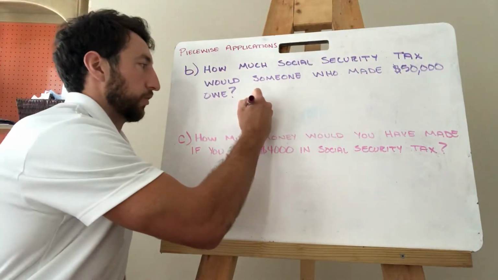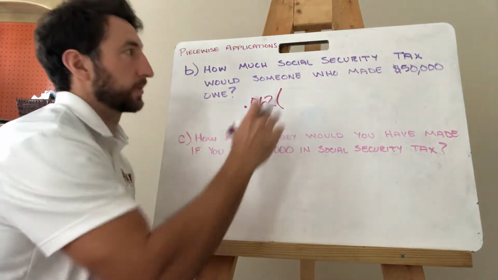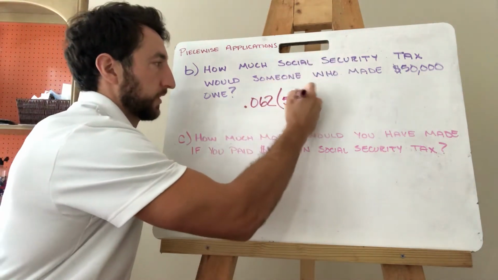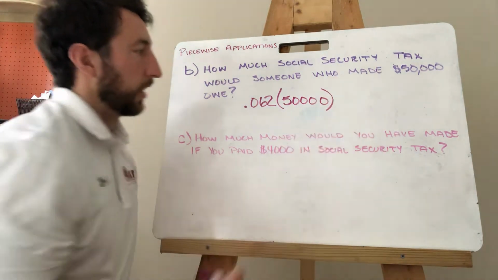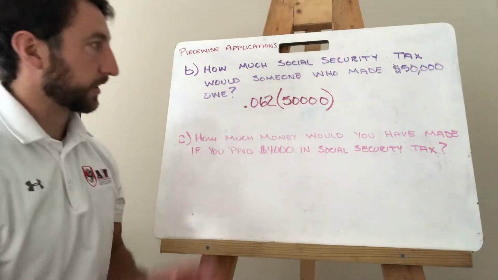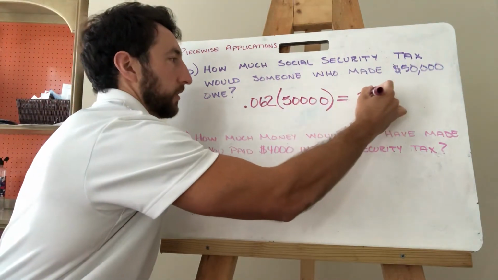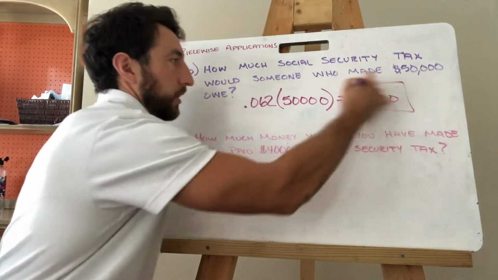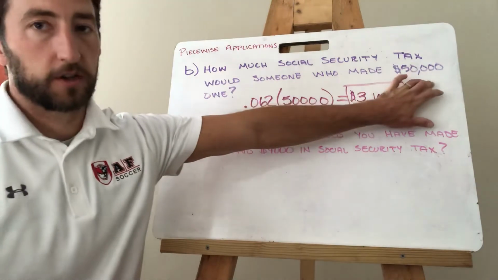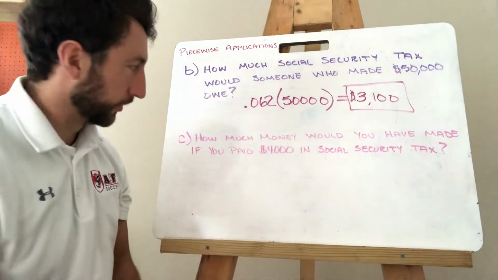So we're going to do 0.062 times our income, which is $50,000. And we don't have any y-intercepts or anything, so you just put that in your calculator, and you get $3,100. So if we made $50,000, we're putting $3,100 into Social Security.